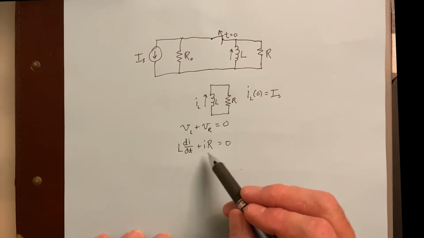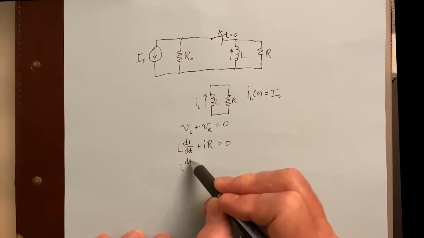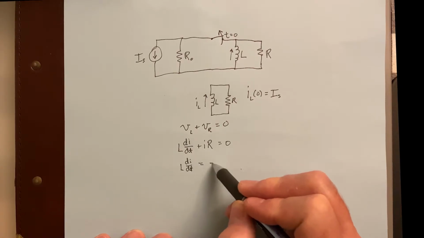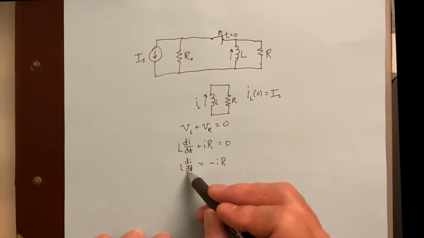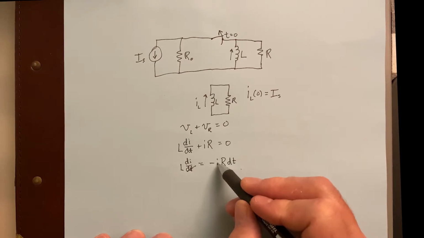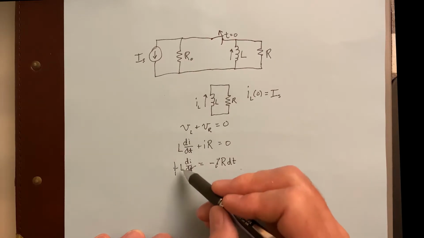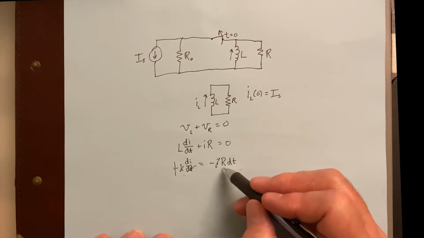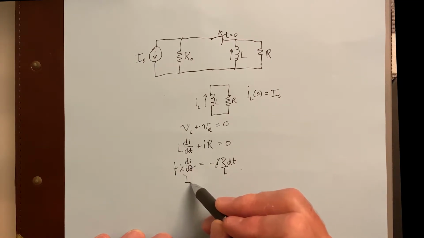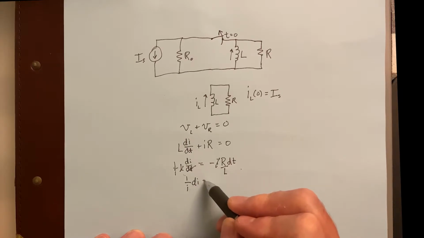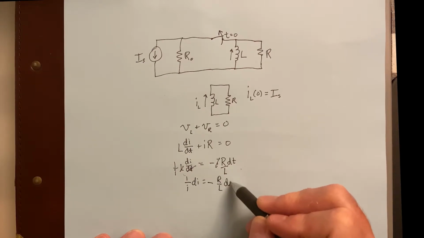This is pretty simple, pretty straightforward to solve this kind of differential equation. You do it by separation of variables. So let's just go through the steps. Let's say L di/dt is going to be equal to minus I R. Let's put the dt over here. We'll take the dt, move it over here. We'll take this I, put it over here, so it's going to be like a 1 over I. Let's take the L and put it over here. And now let's rewrite this: 1 over I di is equal to minus R over L dt.